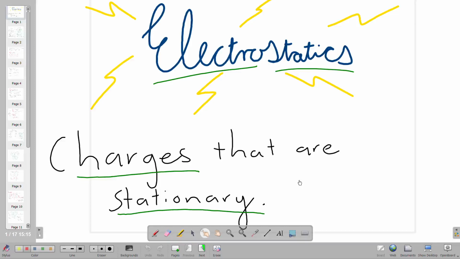So electrostatics: today we're dealing with charges that are stationary, coming from electro, meaning charges, and statics, meaning stationary. For example, if you have a balloon and you rub your hair, it will gain a charge and it will have electrostatic energy repelling the hairs from one another.